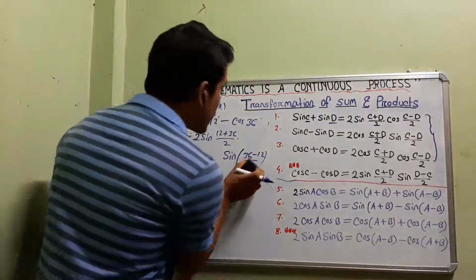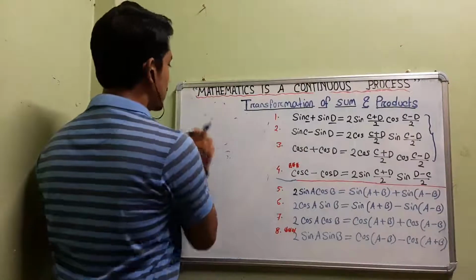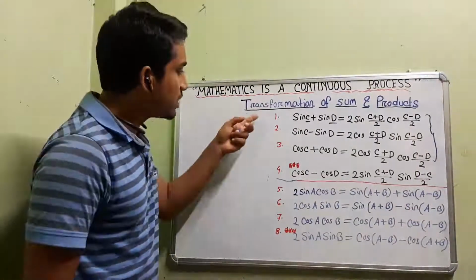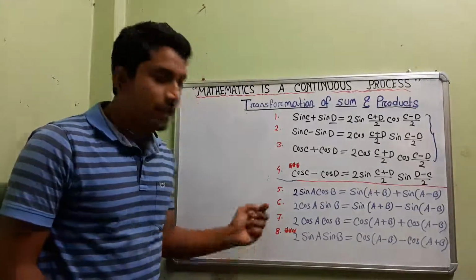Now, what about the remaining 4 formulas? Actually, the remaining 4 formulas are nothing, just a little bit of change in the first 4. We are getting the last 4 formulas from them.